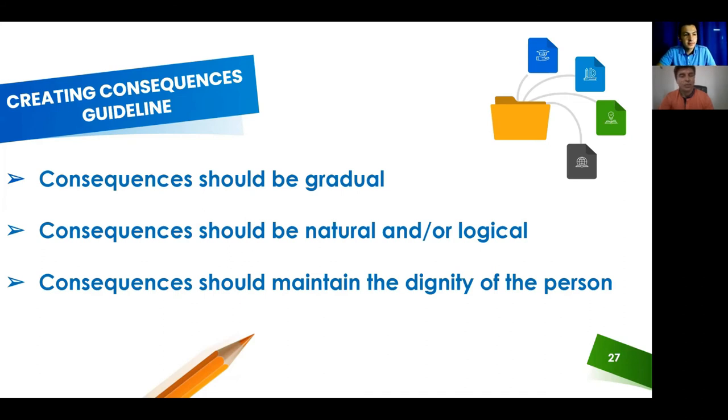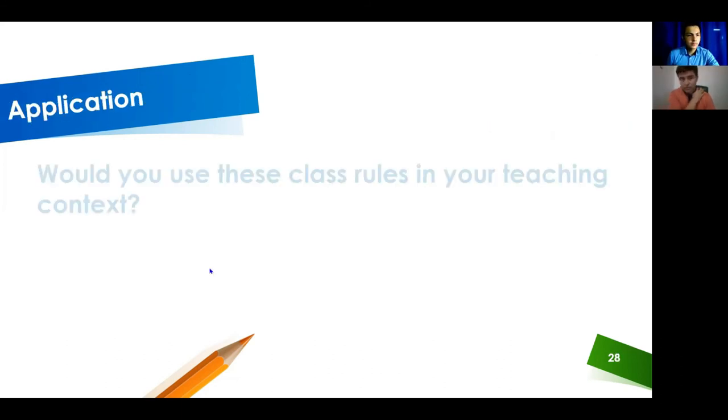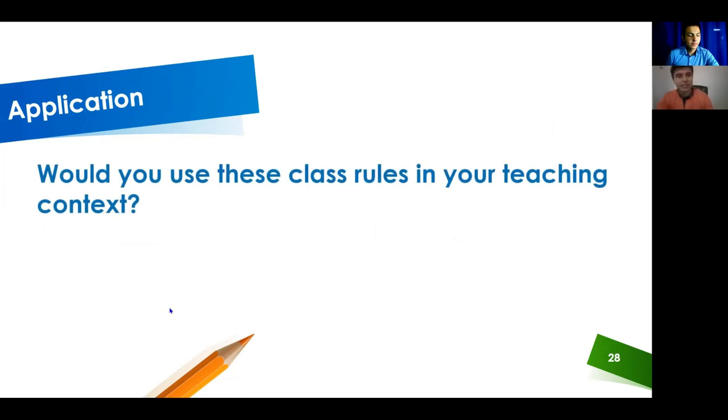Yes, you're right, Danny. A student is breaking the rule. Come to the front and dance in front of everyone, right? Mm-hmm. And then the students start making fun, as you said. That's not a consequence. That's a punishment, right? And we are talking here about having consequences. And the consequences are for the students to learn and to improve that behavior or that misbehavior.